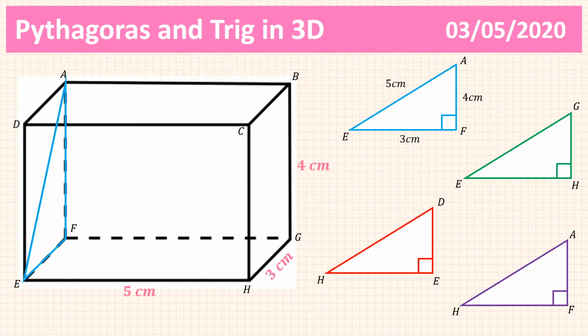So here's what I'd like you to do. I'd like you to pause the video right now. Try and draw in these triangles. If you're happy with where you've drawn them in and you think they're in the correct place, then pop the lengths on there. This should take you about 10 minutes. If you finish quicker, that's fine. Just unpause the video and carry on.